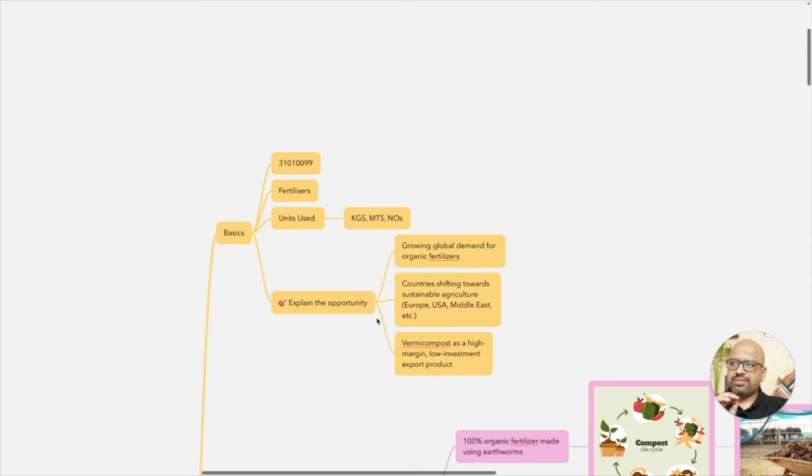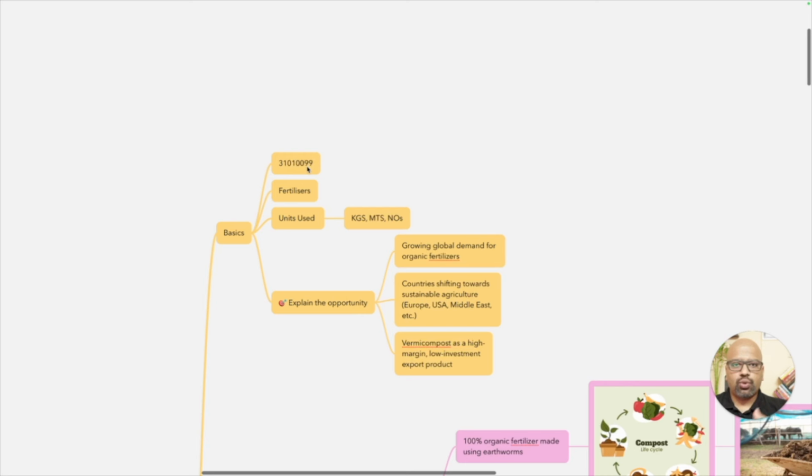So first comes the basics. What is the HS code of this? This is 31010099. That is the HS code of India. When you are using the same number on Trade Map to analyze the data, you need to use 6-digit instead of 8-digit. And when you are using the HS code to analyze the compliances and the Market Access Map, in that case you need to use 6-digit. That is going to be the standard one.